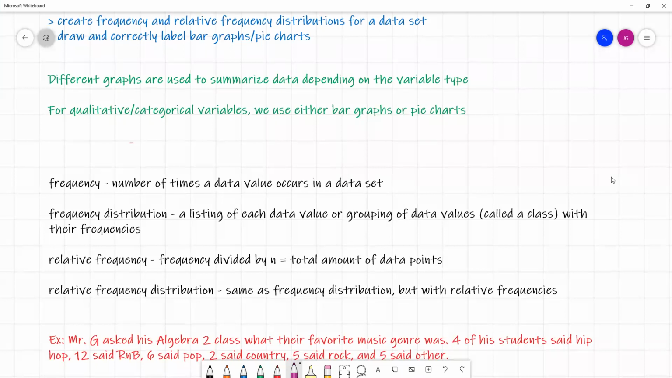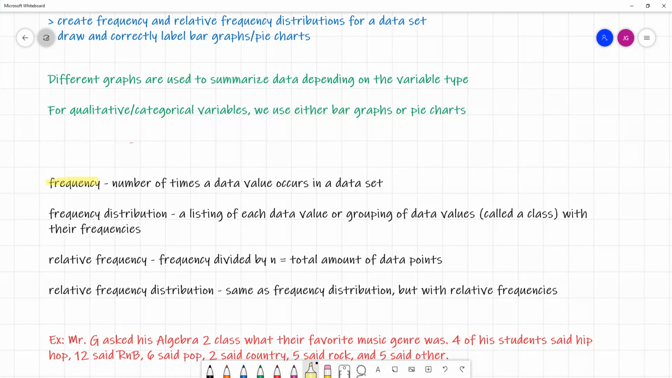When I say frequency, we're talking about the number of times a data value occurs in a set, right? So in this case, if I'm asking people for their favorite ice cream flavor, frequency has to do with, for example, if one of my options is vanilla, the frequency of vanilla tells me how many people like vanilla, right? And so that's what frequency is.